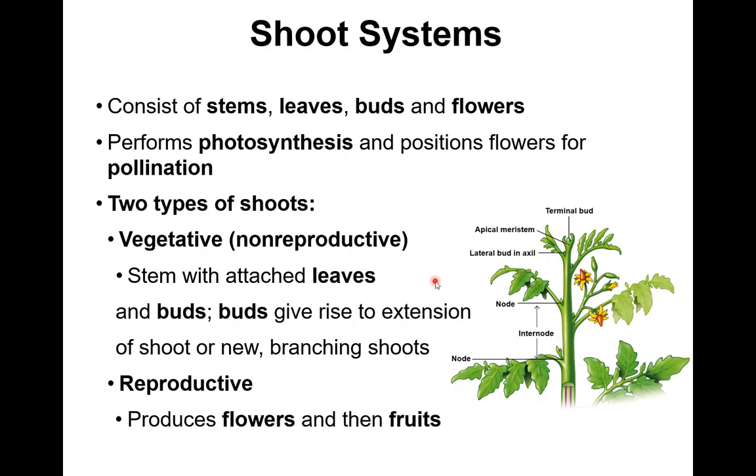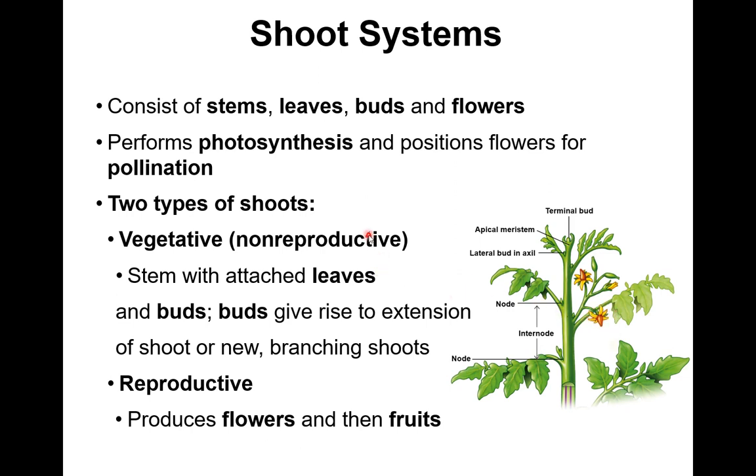Now, the shoot system. Well, what does it consist of? Well, it's all that part above ground. Let's keep this definition. It consists of stems. The one you see here is the main stem, and these are the lateral stems. It consists of the leaves. There are buds present here, which are responsible for growth. And then you have flowers and eventually fruits, the flowers later on turning into fruits.